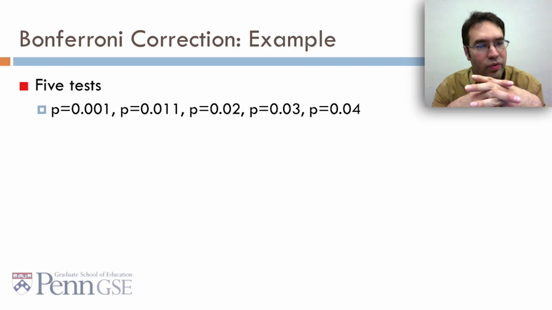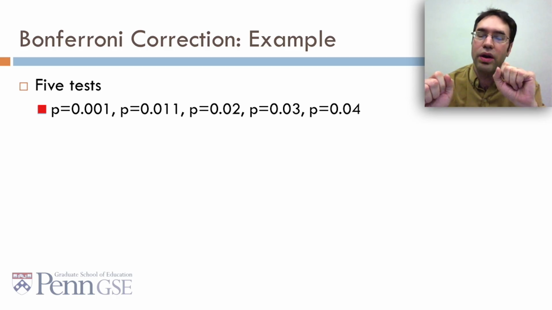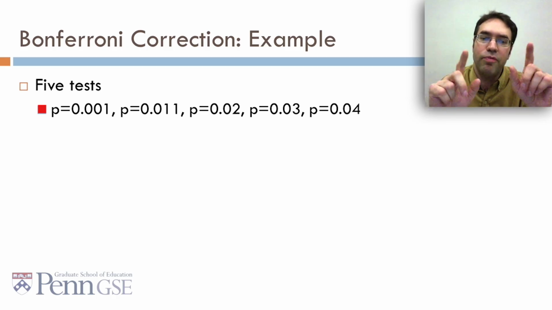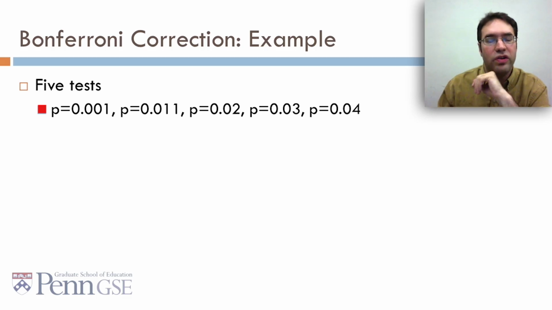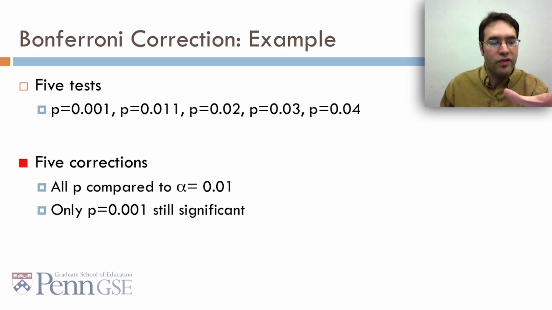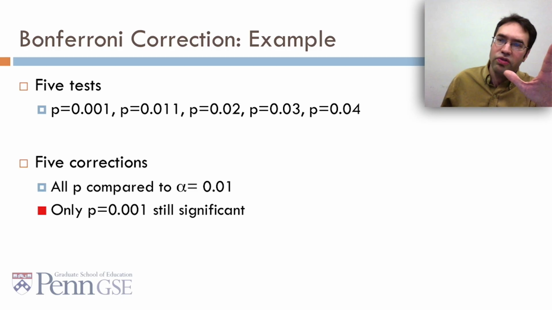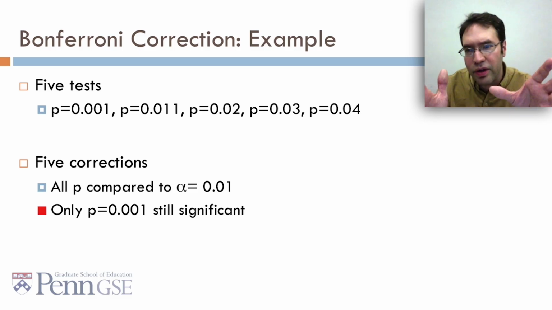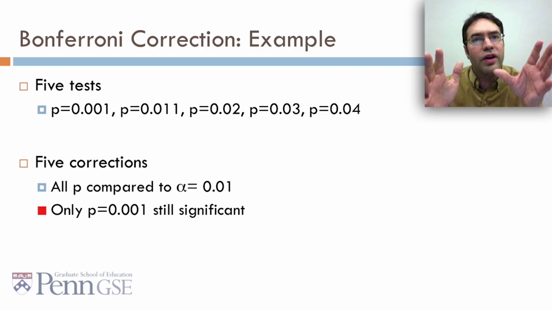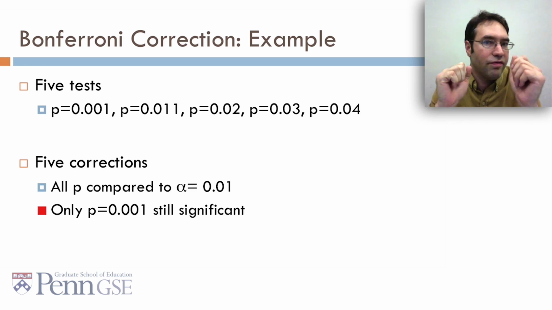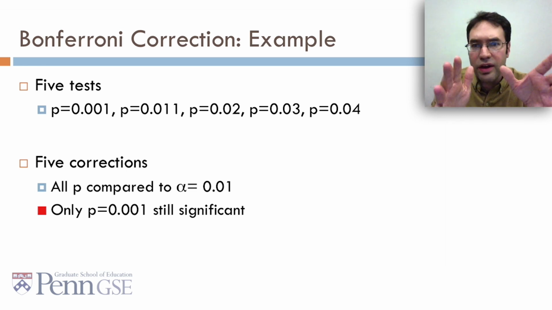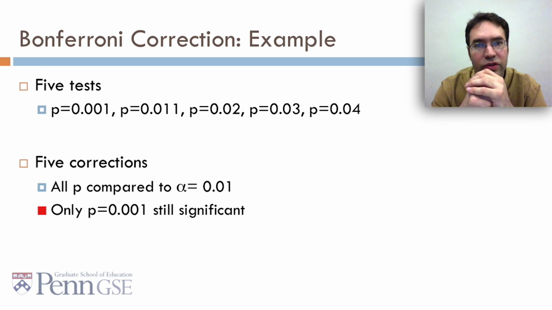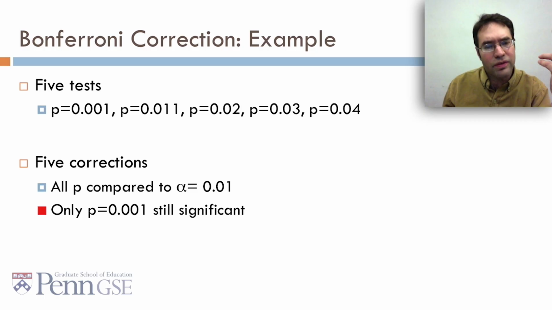Let's say, by contrast, that we have 5 tests of p of 0.001, p of 0.011, p of 0.02, p of 0.03, and p of 0.04. We got 5 tests, and they're all statistically significant. We do 5 corrections, we compare all the p to 0.01, and we say that only the p of 0.001 is still significant. We've got 5 out of 5 cases that were statistically significant. Think of what the probability of that is. You've got 0.05 to the 5th power that you're going to get 5 statistically significant results out of 5. And yet Bonferroni is throwing 4 of those 5 out. Is that right? I'm not sure.